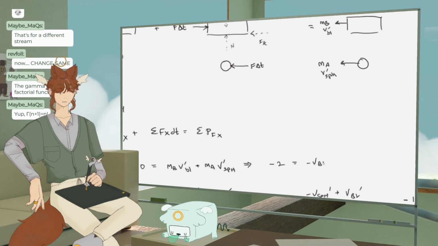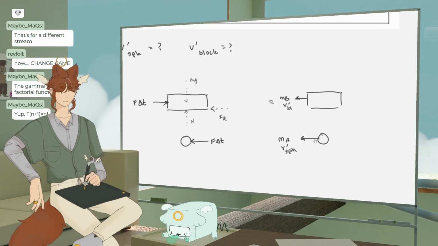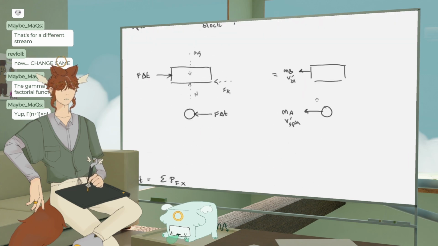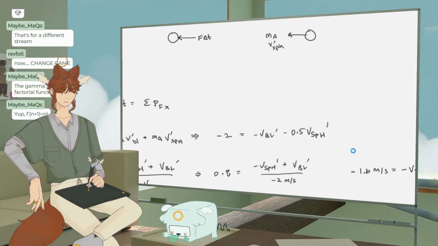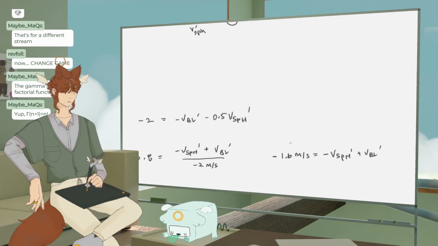Negative VBL prime, minus 0.5, B sphere. Okay, well, it looks like we can do the... Yeah, let's sub out VBL, maybe?